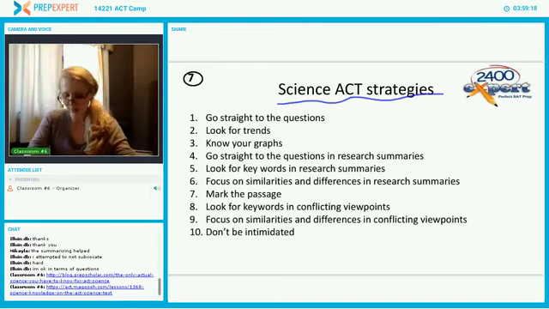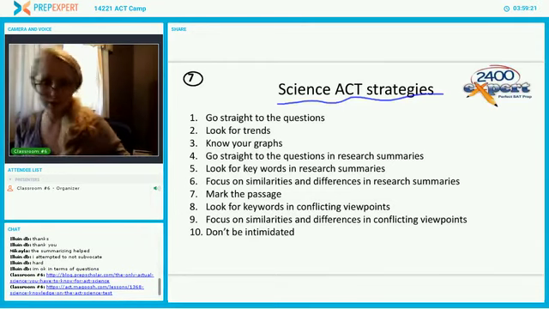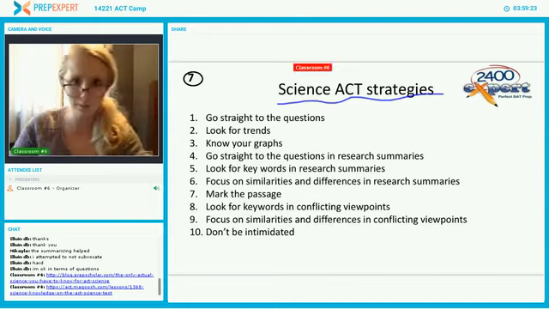So that is what we have up next. We have the science portion. So that's the one section I haven't done. You're going to have completed an entire ACT this weekend.